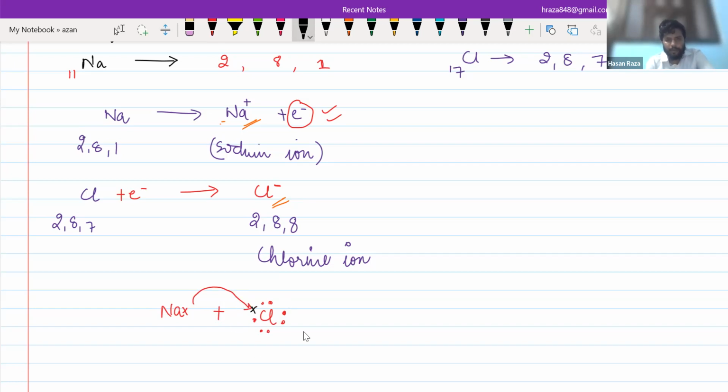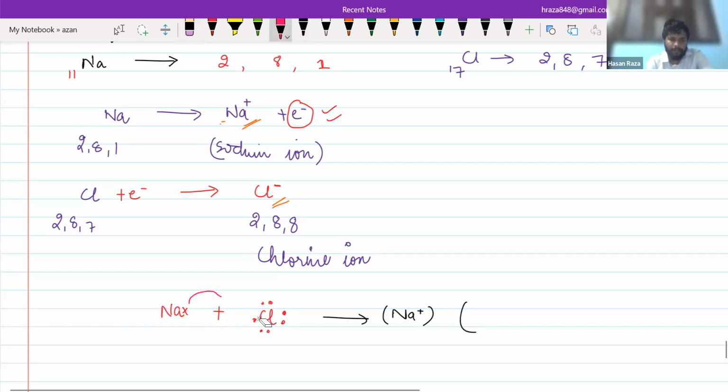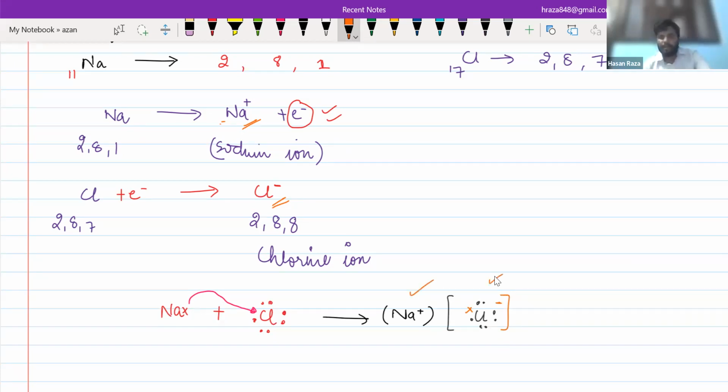Now again, what will happen? Na plus will be like this, and you can see two, four, six, seven, chlorine will have a negative charge. This positive and negative charge will attract each other. That will be the formation of bond that is called ionic bond, and the compound is called ionic compound. Please write it.